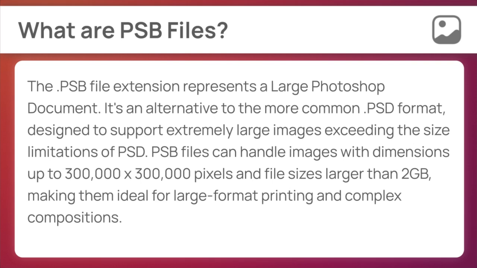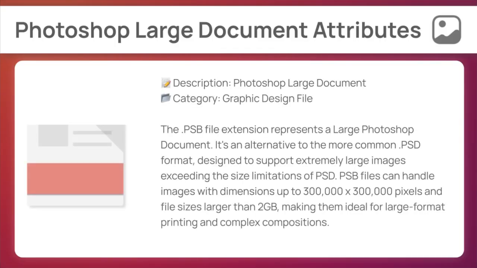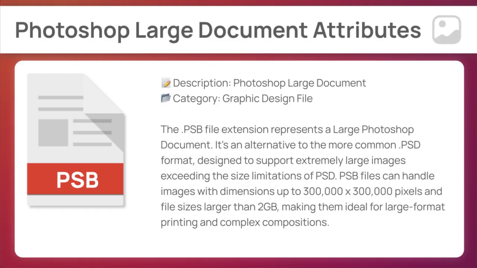The PSB file extension represents a large Photoshop document. It's an alternative to the more common .psd format, designed to support extremely large images exceeding the size limitations of PSD. PSB files can handle images with dimensions up to 300,000 x 300,000 pixels and file sizes larger than 2 GB, making them ideal for large format printing and complex compositions.